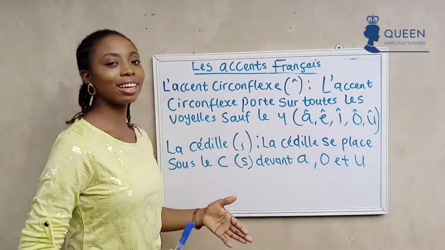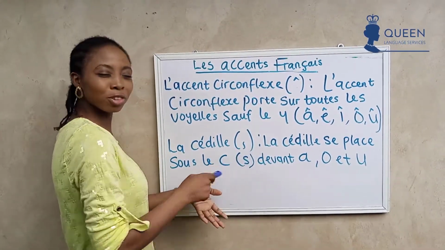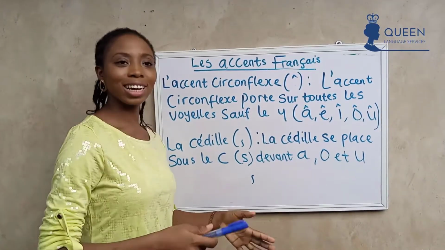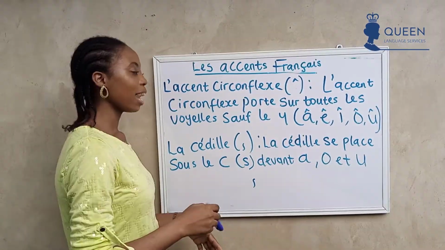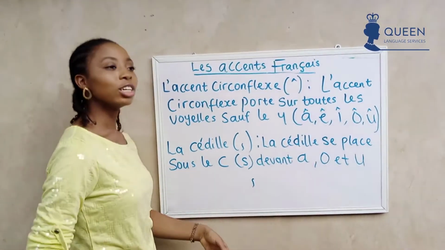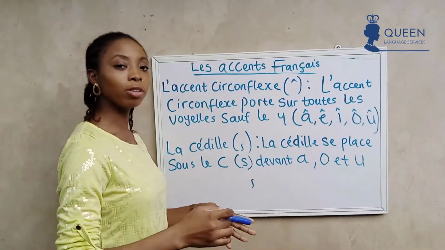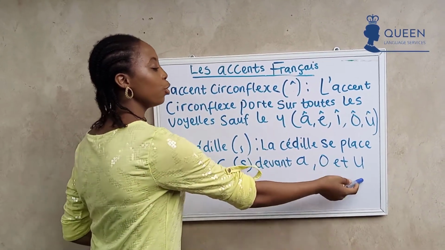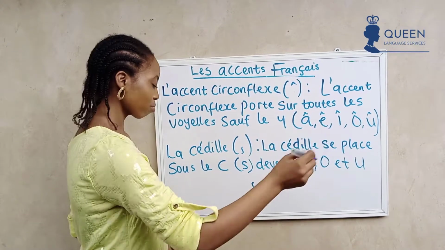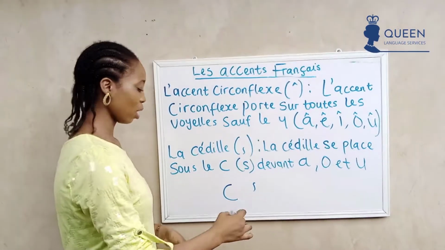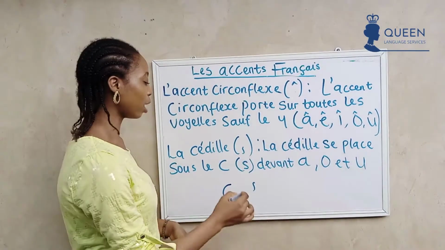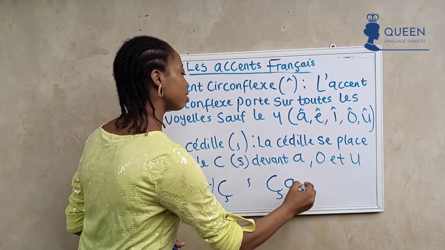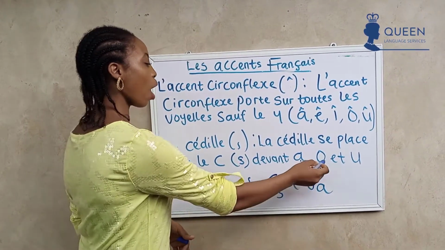We have la cédille. La cédille looks like a little bit of a small S, like this way. So it looks like a little bit of a small S underneath a C. La cédille se place sur le C pour lui donner le son S devant A, O and U. That is, when it has this, it gives you the S sound. For instance, like this, we have ça va.